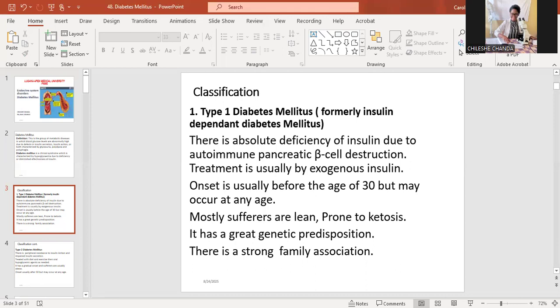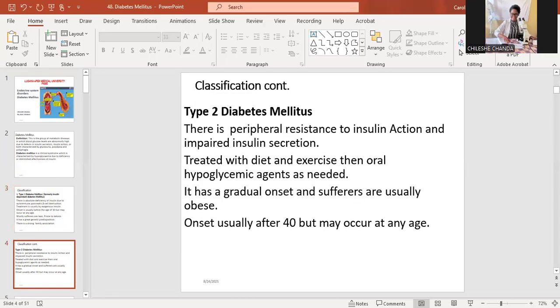It has a great genetic predisposition. There is a strong family association. And then we have diabetes mellitus type 2, where there is peripheral resistance to insulin action. And then there is also impaired insulin secretion.